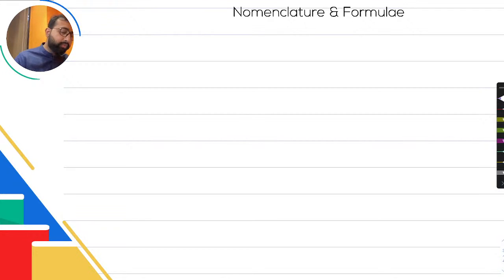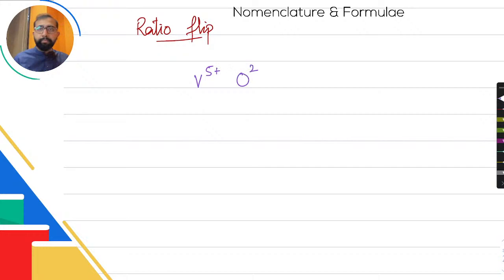Now, when you write formulas, I have my own method, I call it the ratio flip method. Again, this is just a name that I've invented. It's a pretty straightforward method. What you do is take the positive ion, take the negative ion. So let's take that example we just talked about, V plus 5 and O negative 2. Now I want to know its formula. So here's what I do.